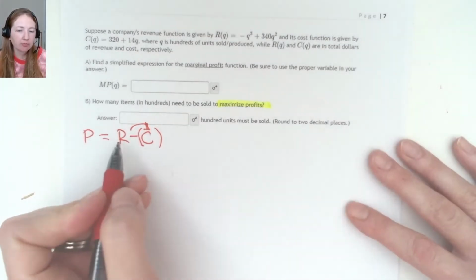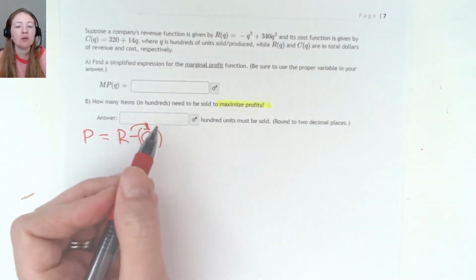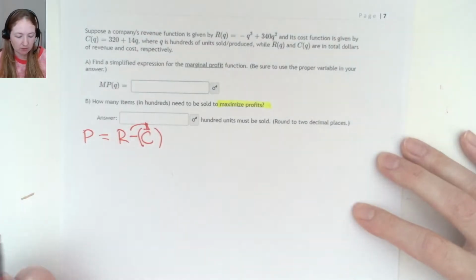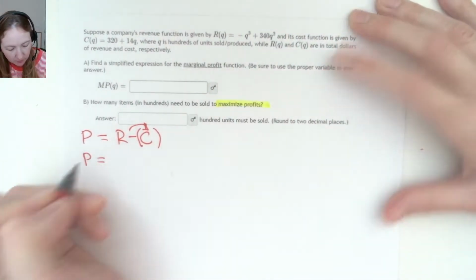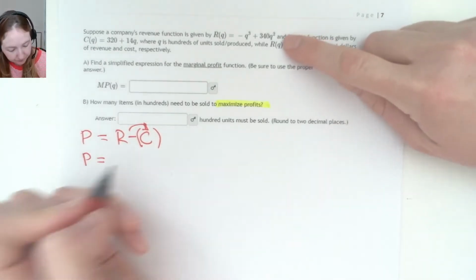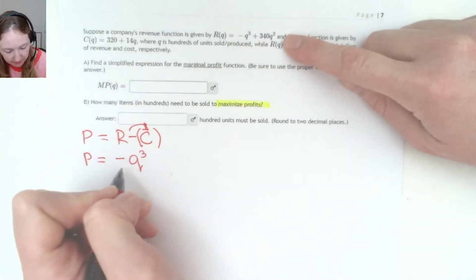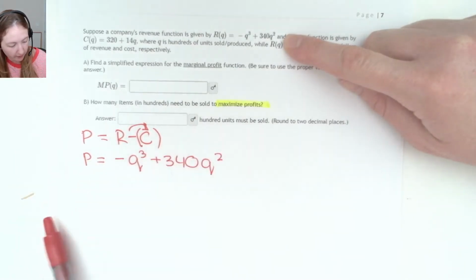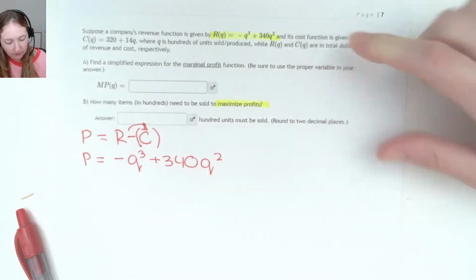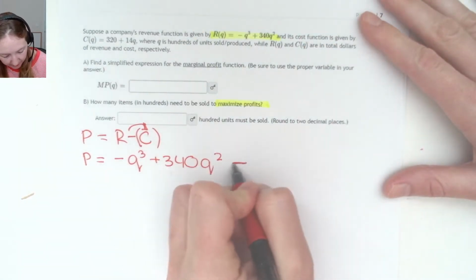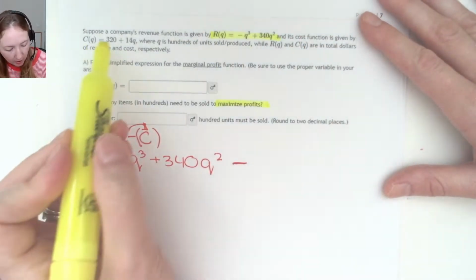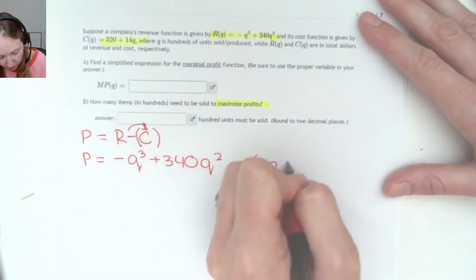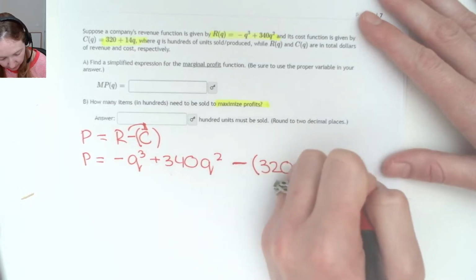So of course you can put parentheses around revenue, but it's not going to matter. But those parentheses around the cost function are very important because we do need to distribute the negative. So the first step is going to be to create the revenue function. My revenue function is negative q to the third plus 340 q squared. That is our revenue function. Then we subtract from it our cost function, which is, in parentheses, 320 plus 14q.